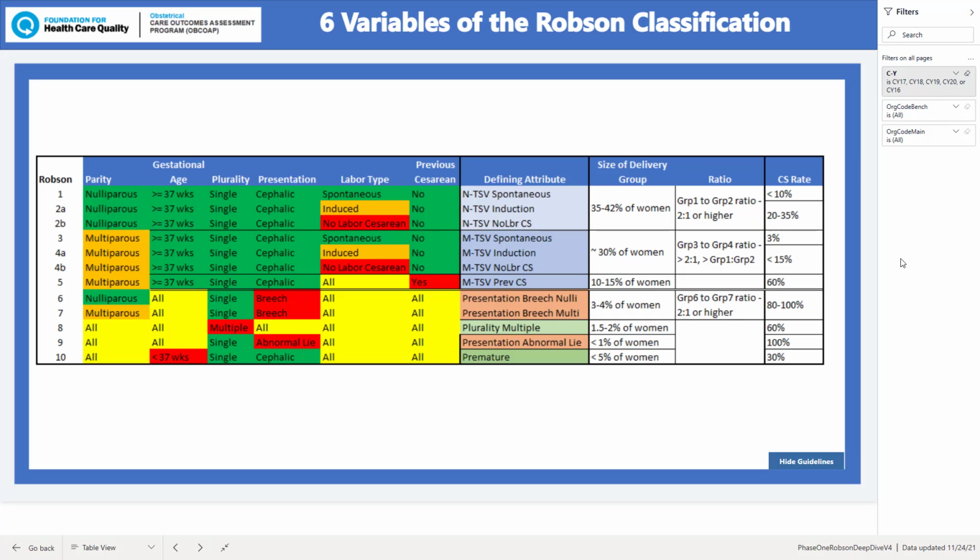This table, with the delivery group size guidelines, ratios, and expected cesarean rates, captures most of the fundamental tenets of the Robson classification. And having understood these tenets, we're now in a position to look at real data and really understand what that data is telling us. So in the next video in this series, we'll start looking at real data.